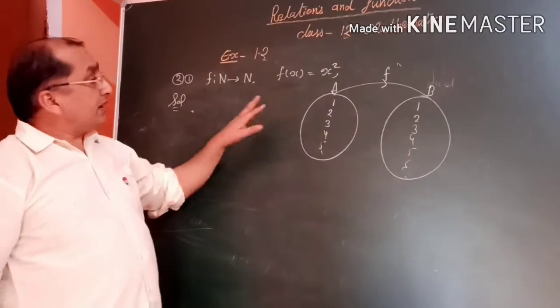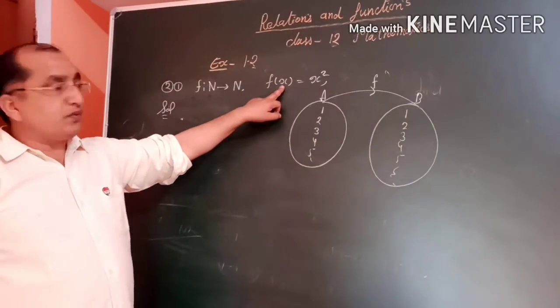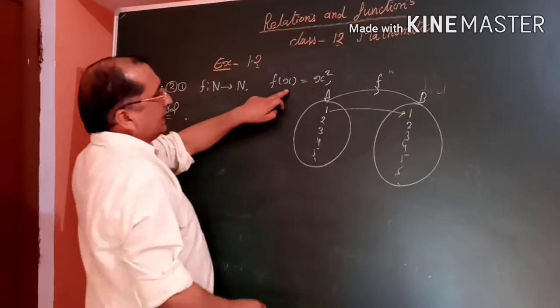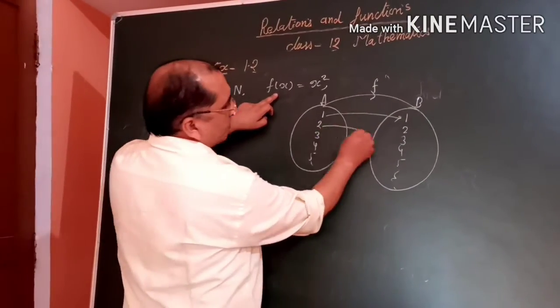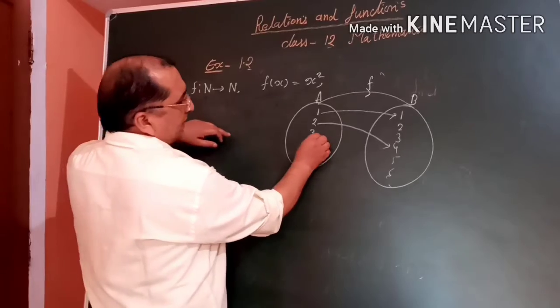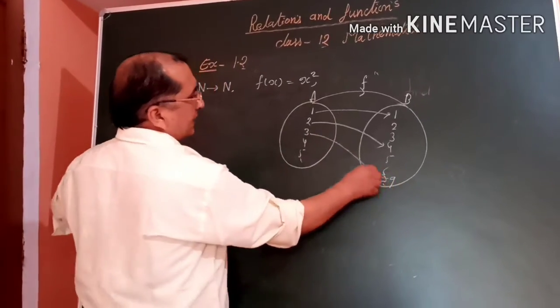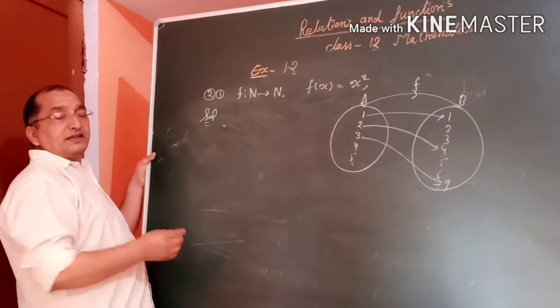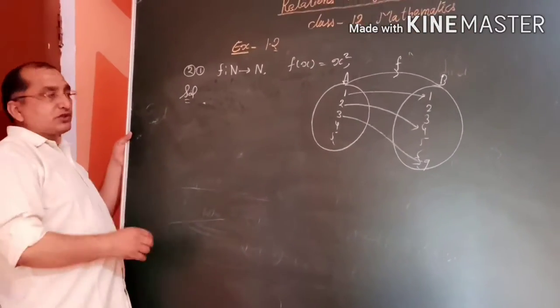The function is defined in such a manner that if x equals 1, the square of 1 becomes 1. And 2 means the square of 2 becomes 4. The square of 3 becomes 9. This is really a one-one function. To know how to solve this, I have discussed these questions that day also.